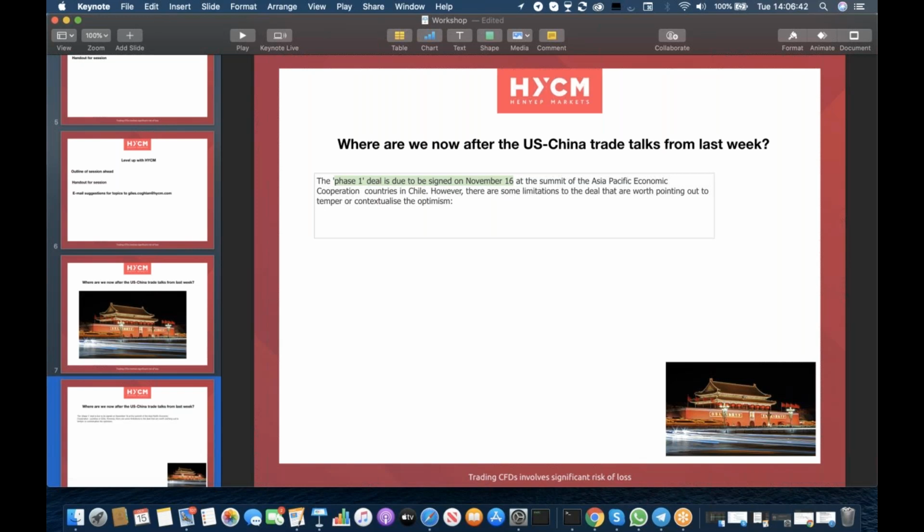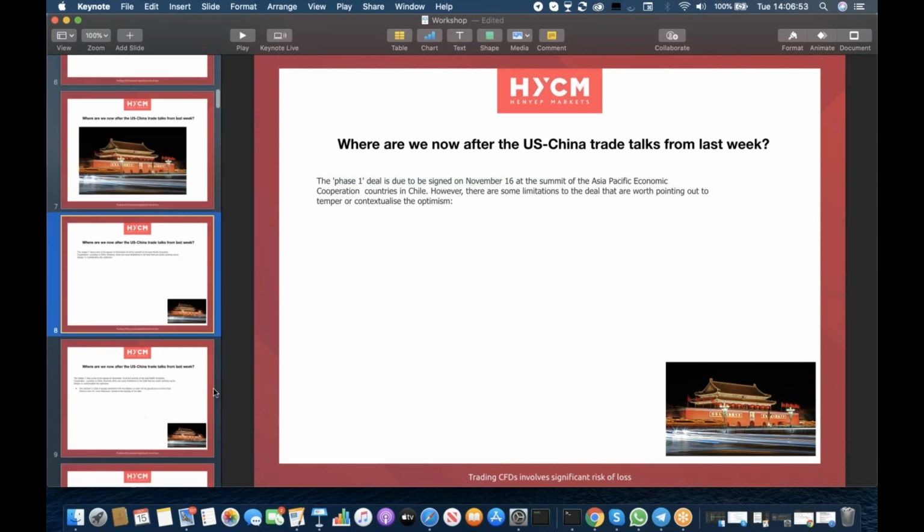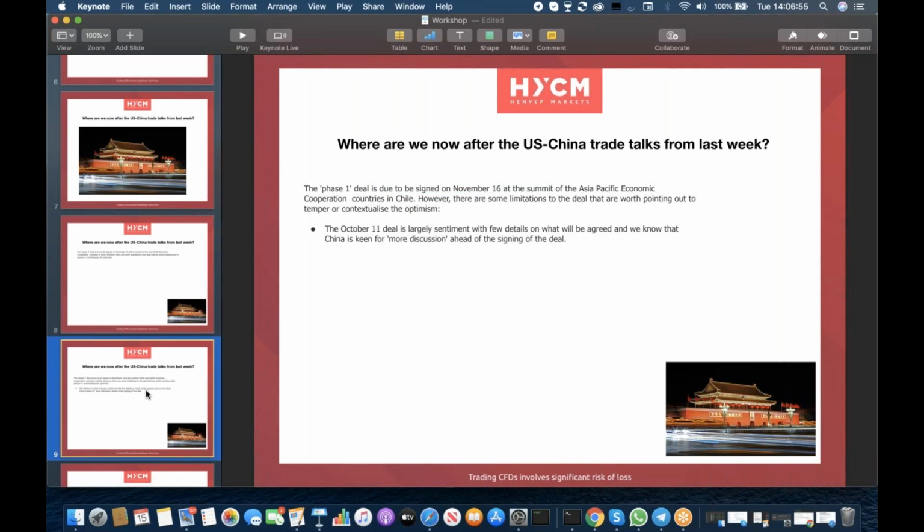Now, we're now looking at the detail, okay? And that's often the way the market works. You have this euphoria, and then, well, let's look at the detail. And the detail is that there is a surprising lack of detail, okay? So the October 11th deal at the moment so far has largely been sentiment. It's more than a gesture, but it's on that kind of level. They're saying we want to have a deal. They've discussed a few issues, but there's not a lot of details that are really nailed down, okay?